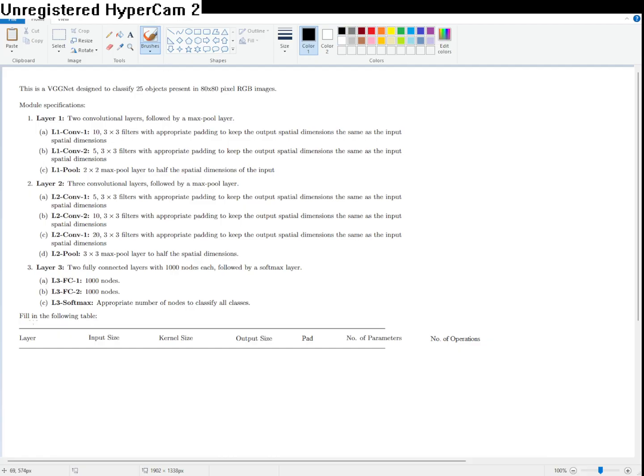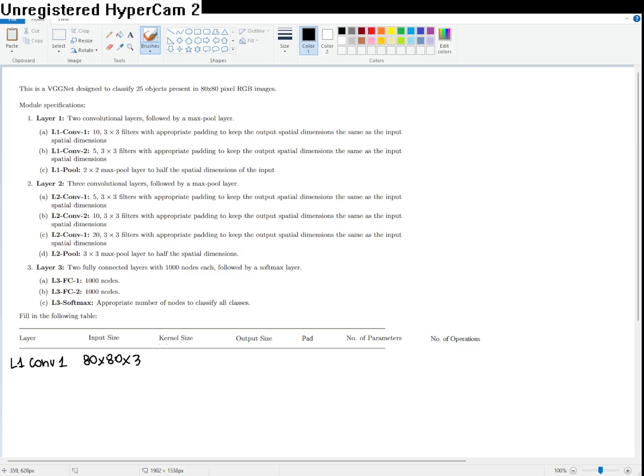This first layer right here, it says layer 1, the first convolution. So let's write that down right here. And the input is always going to equal the output size. This is a universal truth on these problems. But where do we begin? Well, it's an 80 by 80 image, and RGB means a depth of 3. So let's write 80 by 80 by 3. That's our first set of dimensions.